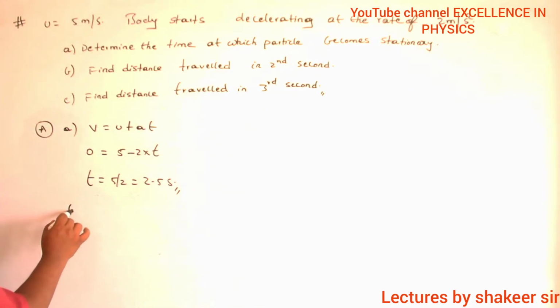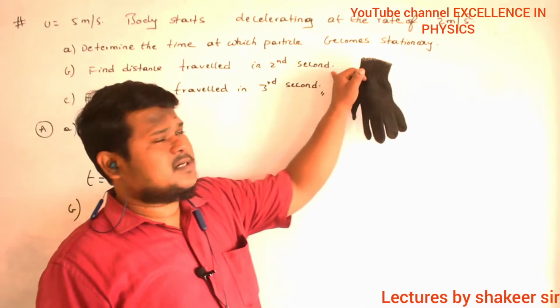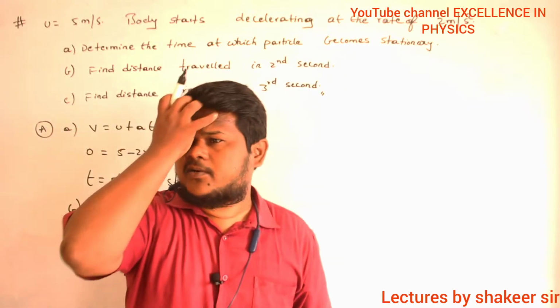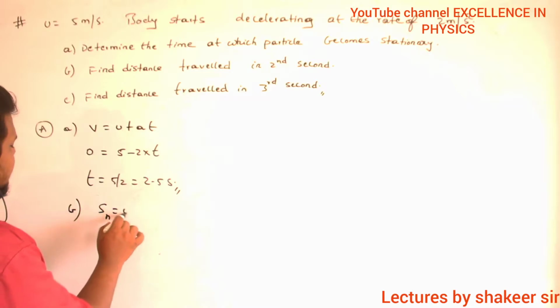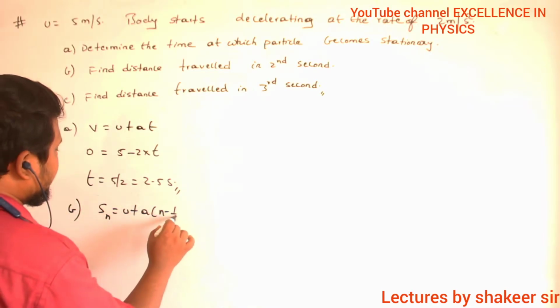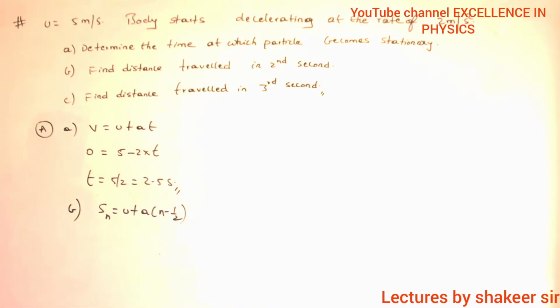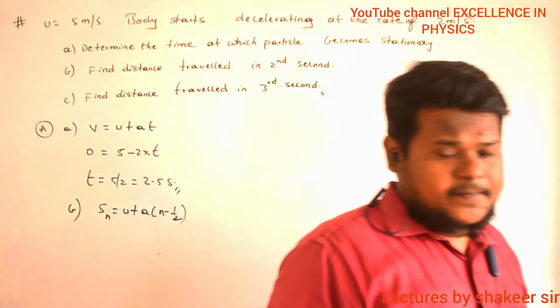Then the second question. What is the second question he is asking? Find the distance travelled in the 3rd second. So this is the equation in which I have to calculate displacement in one particular second. So therefore which equation can I use? I can use Sn = u + a(n - 1/2). Clear now?